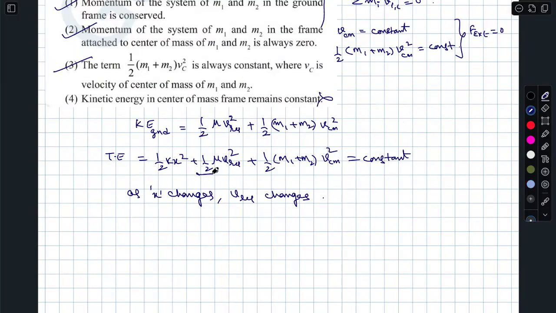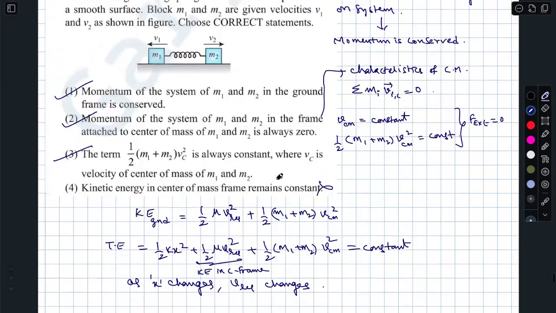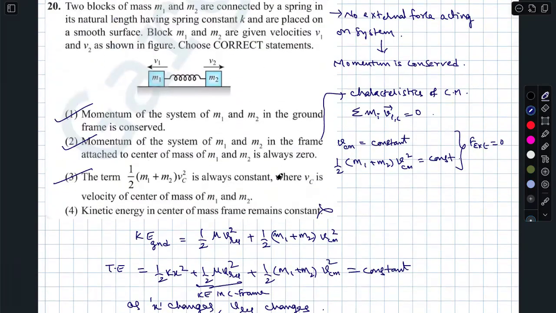In fact, this is the kinetic energy in the C frame. As V relative changes, KE in the C frame changes. Any doubts? Are we clear? Am I running fast? Right.